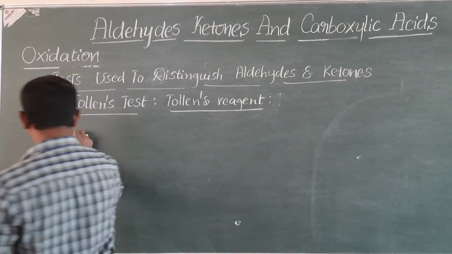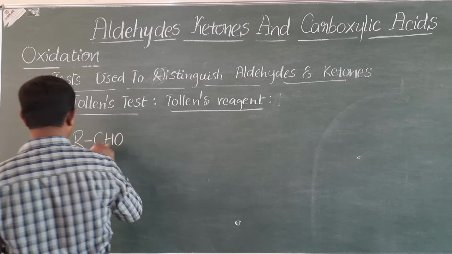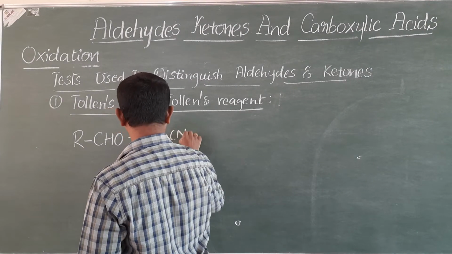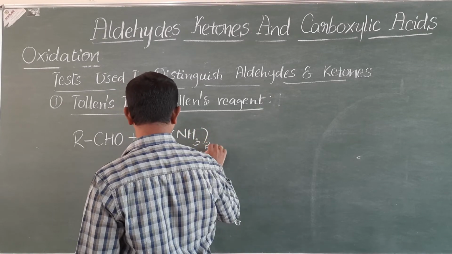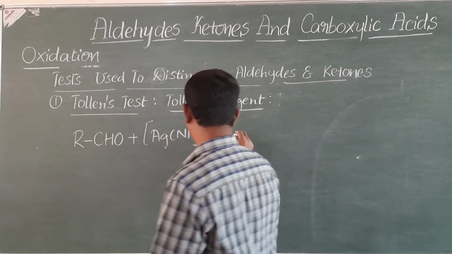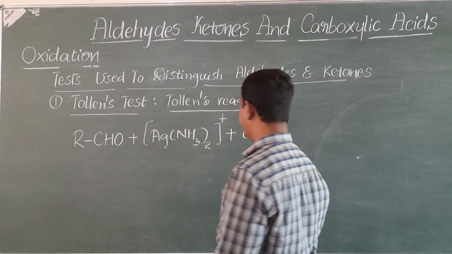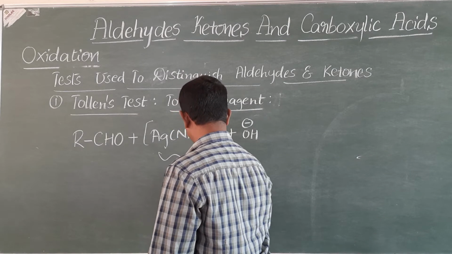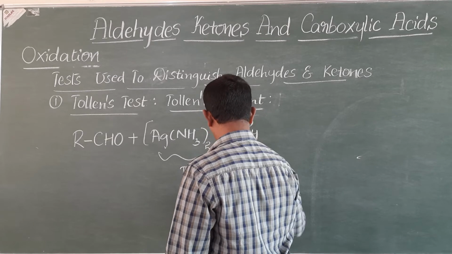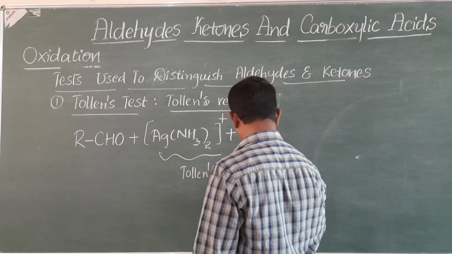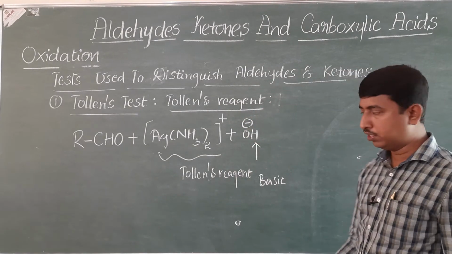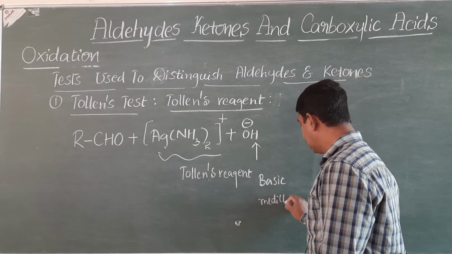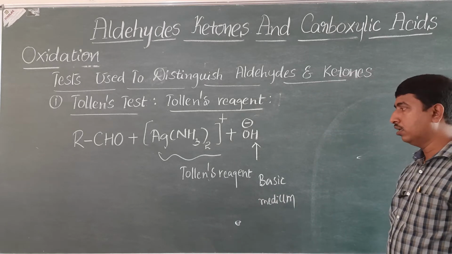We know that this test is answered only by aldehyde, correct? Because we are using a mild oxidizing agent. Okay, aldehyde treated with Tollens reagent, that is [Ag(NH3)2]+ OH-, plus OH-. So this is Tollens reagent. We are adding ammonium hydroxide during the preparation of Tollens reagent, so hydroxide, the OH- ion, is there. So the reaction takes place in alkaline medium, or basic medium.